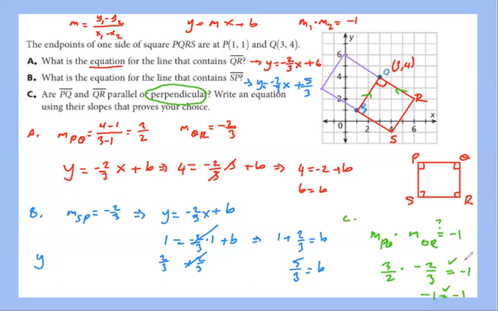If you multiply two slopes and the product is -1, that means they are perpendicular. Another way of saying this is, if two slopes are negative reciprocals of each other, or opposite reciprocals of each other, then the lines are perpendicular. That is just another way to say it, okay?